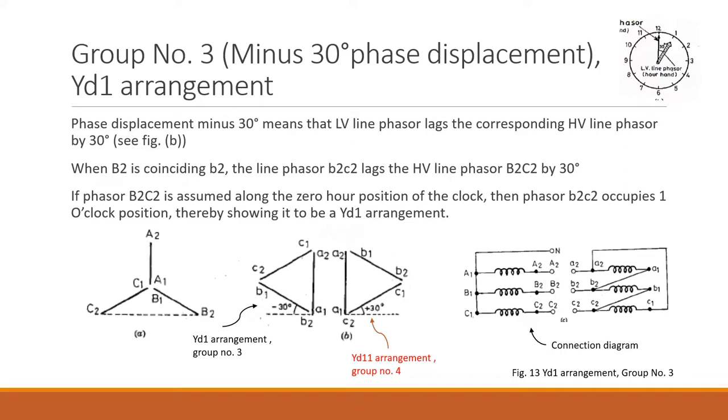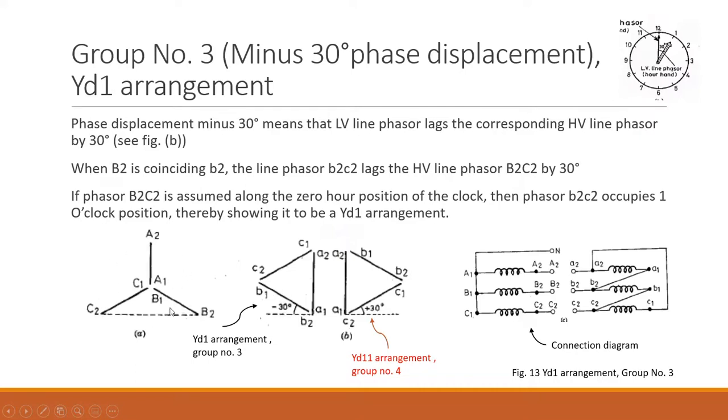Then let us talk about group number 3. Group number 3 is the name given for the minus 30 degree phase displacement. You can see from the clock diagram that your minute hand is fixed at the 0 position, at 12 o'clock, and your hour hand of the clock will be at 1. So what do we mean by minus 30 degree? Minus 30 degree phase displacement means that your LV line phasor is going to lag the corresponding HV line phasor. So the phase difference between HV and LV is 30 degree, which you could see in this particular diagram.